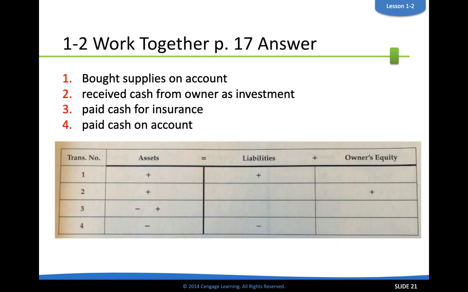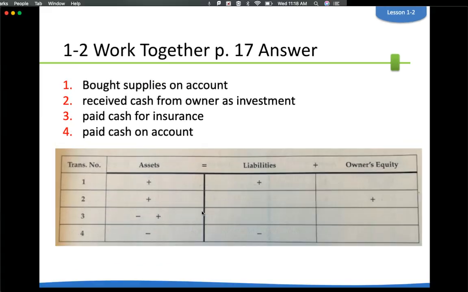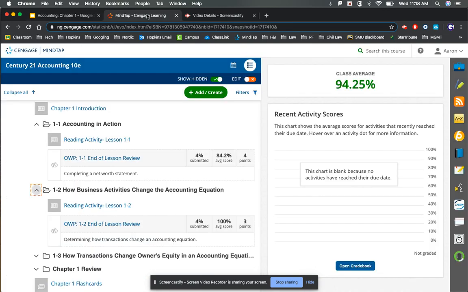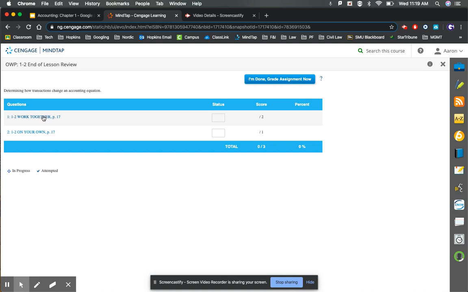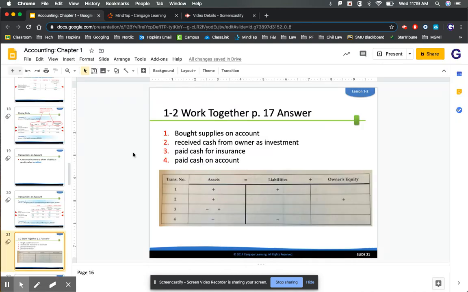Here are the answers. So when you go on to MindTap, this is end of lesson review 1-2. If you click in there, just note that each of these has 2 different parts. I'm giving you the answer to the work together. You can also find that in the book as well. Again, page 17 is the chapter summary, so that's the last page of section 1-2. But go in there, complete both of these, and I'm giving you the answer there to the work together on page 117. So again, you're going to have a list of 1, 2, 3, 4 things.